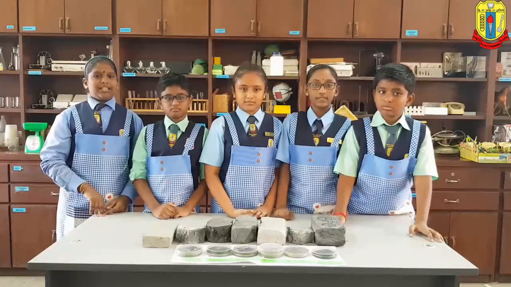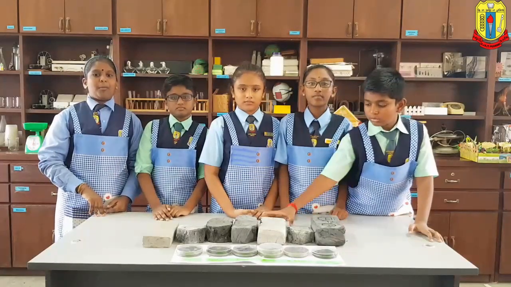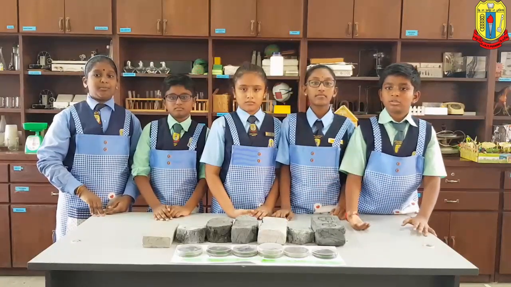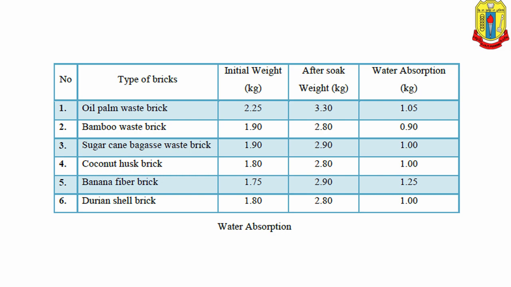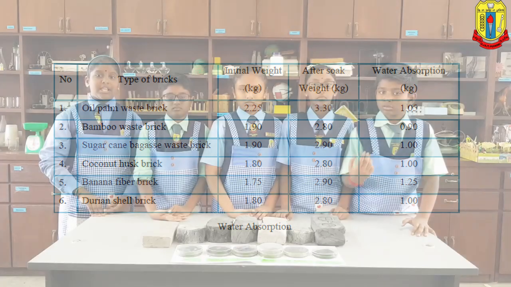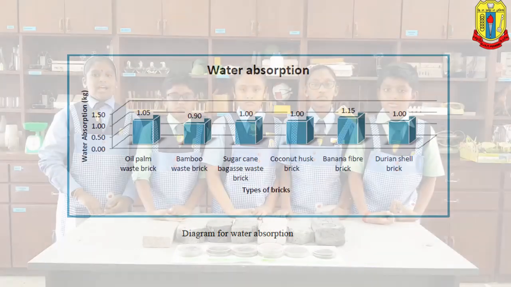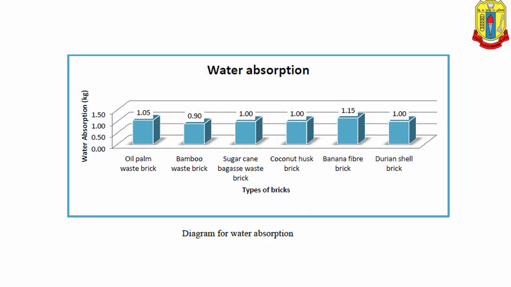Water absorption. The rate of water absorption for banana bricks is the highest among the other natural resources. Based on these findings, banana ash is able to fill the space, which leads to the water absorption of the brick.